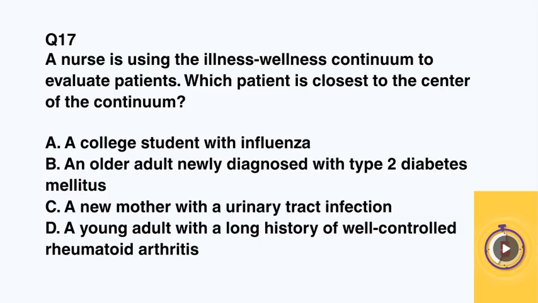Our next question, question number 17. A nurse is using the illness-wellness continuum to evaluate patients. Which patient is closest to the center of the continuum? Letter A, a college student with influenza. Letter B, an older adult newly diagnosed with type 2 diabetes. Letter C, a new mother with urinary tract infection. Or letter D, a young adult with long history of well-controlled rheumatoid arthritis.